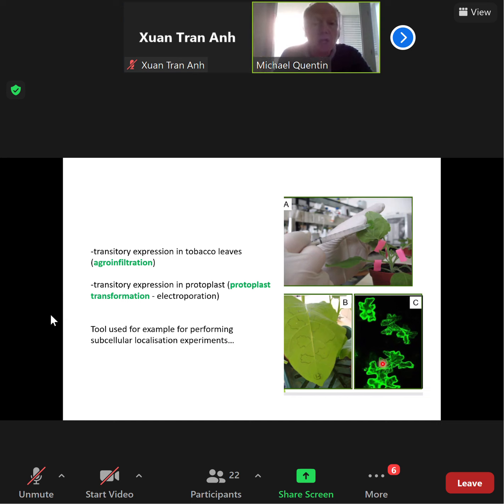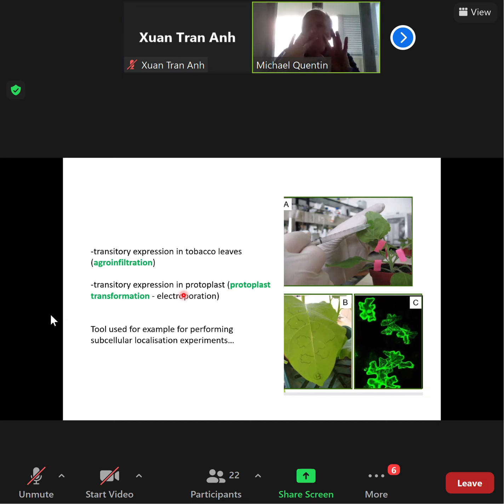And you can do the same with protoplasts. You can transform them by electroporation and not regenerate a whole plant out of those protoplasts using in vitro culture, but only observe those protoplasts that are transiently expressing a transgene. Again, to do some functional genomics.